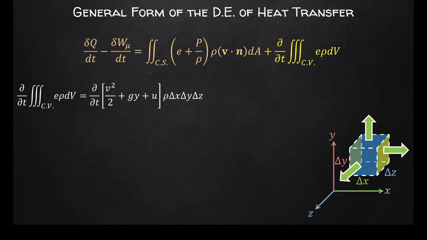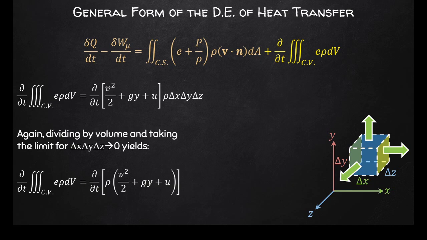The last term that we will deal with is energy accumulation within the control volume. And this again simplifies to the following, if we divide by our volume and take the limit as the volume approaches zero.